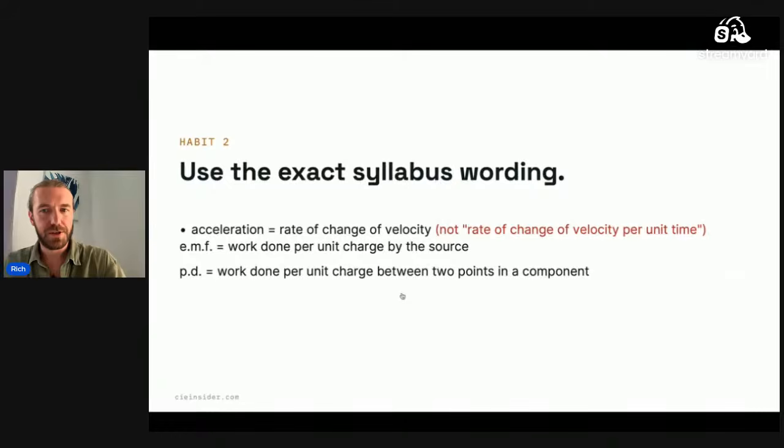All right, so on to the second one. Using the exact syllabus wording.